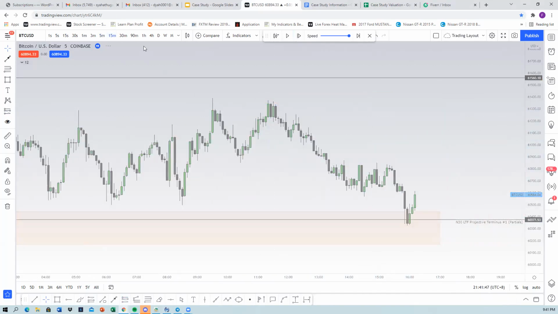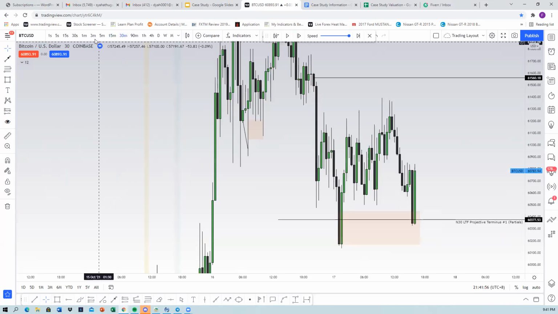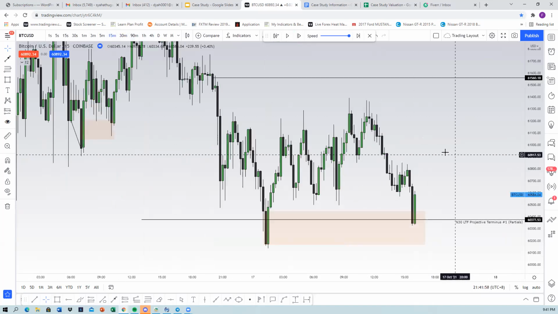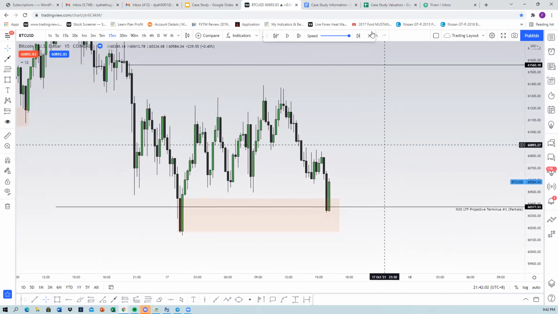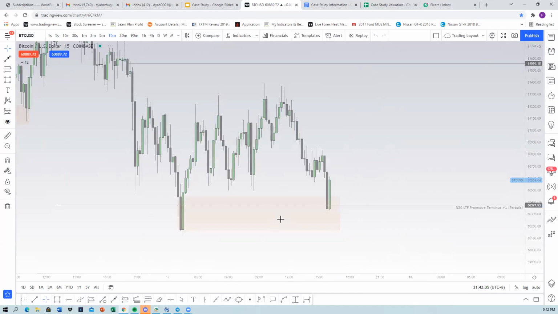So again, you always want to be focusing on framing your trades on 15, 30, 1 hour, 4 hours, right? This is not loading. Come on, okay, 15 minutes. For some reason, okay. Right.